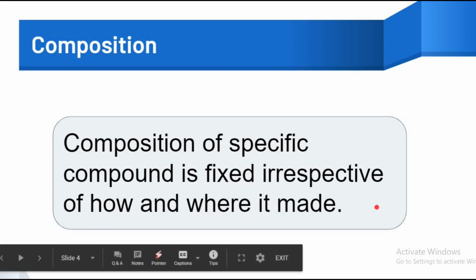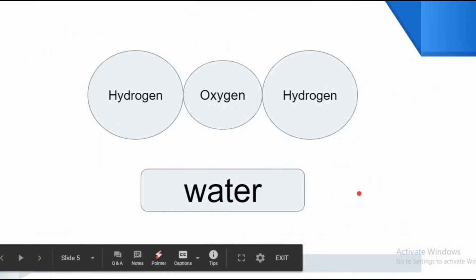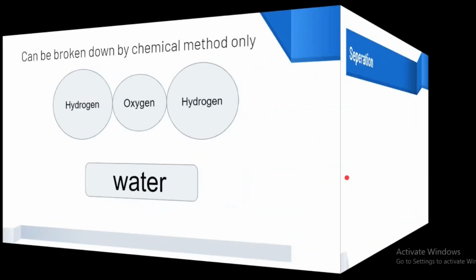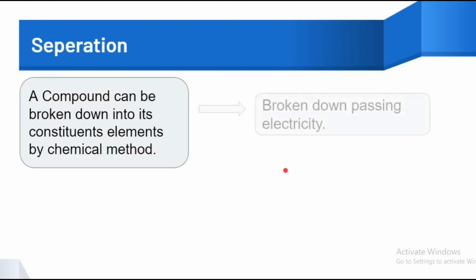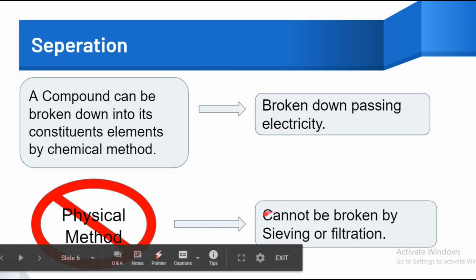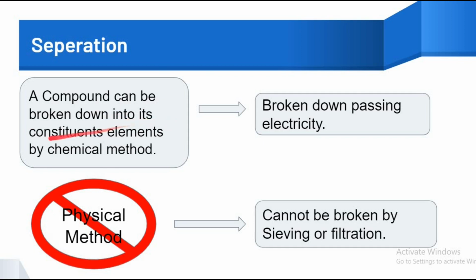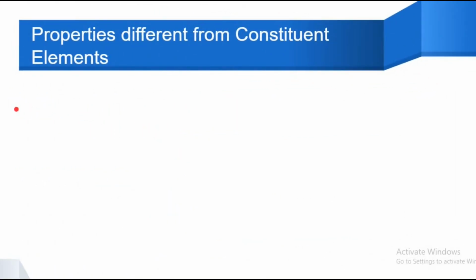Water can be broken down into hydrogen and oxygen only by passing electricity through it. That is by chemical methods and not by physical methods such as sieving or filtration. So, a compound can be broken down into its constituent elements only by chemical method and not by physical method. You all know water is a compound. Hydrogen and oxygen are its constituent elements.